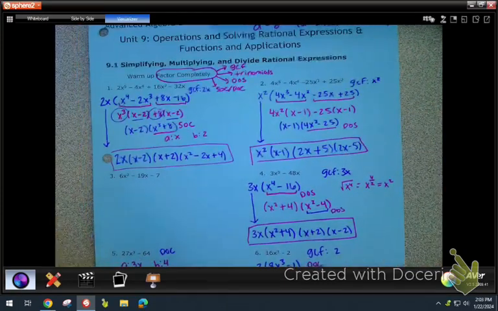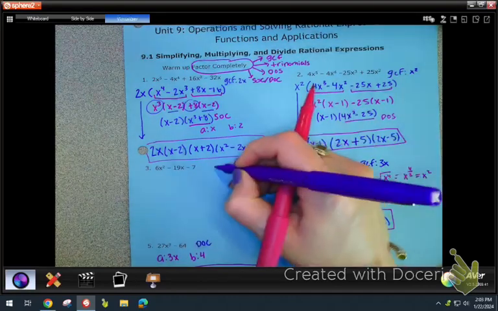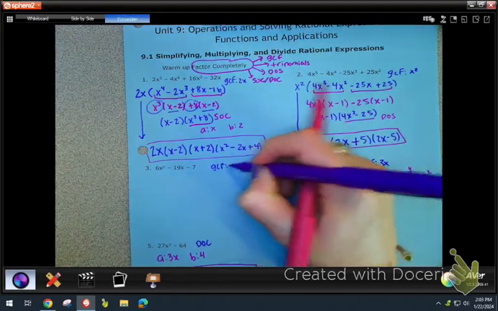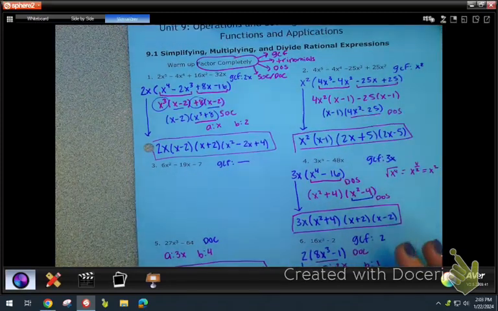Now, the last one is just a plain old trinomial, but it's not easy factoring. We're going to review this one more time, and then we're actually going to get into the main idea of what we're doing. Is there a GCF on this trinomial? No. Quiet down. No, there's not a GCF. So we're going straight to the number puzzle.